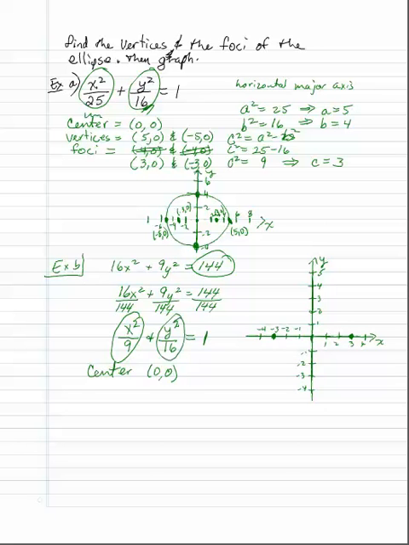Then I look under the y, 16. The square root of 16 is 4. So then I'm going to go 1, 2, 3, 4 in the y direction, and 1, 2, 3, 4. And I'm counting from the center. And then I just connect these 4 dots to make my nice oval. Just kind of go out like that.